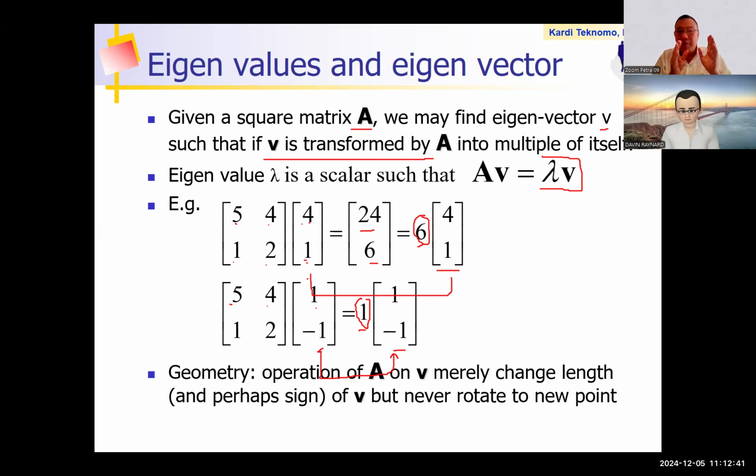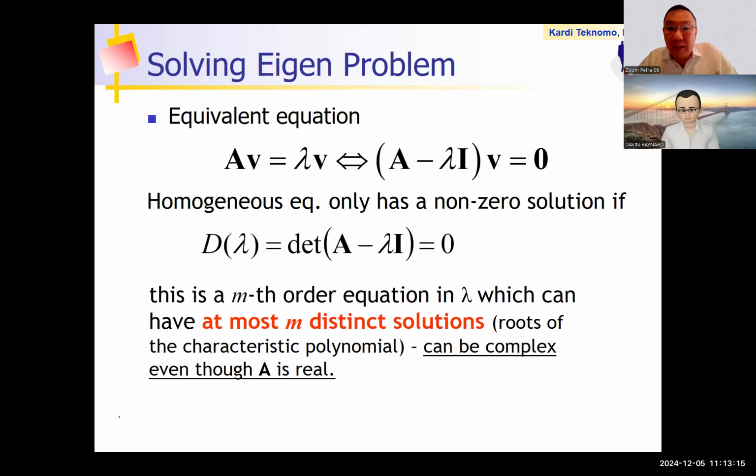So, okay, now how to compute? How to get the eigenvalue and eigenvector? So we go to the definition. Can you see here? I have AV equal to lambda times V, right? So in that case, I will put the right-hand side into the left-hand side.